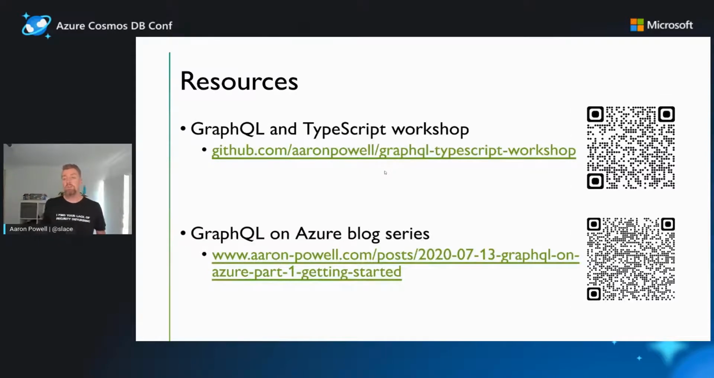If you want to have a look at the code that I was showing in those little demos, I created a workshop on building a GraphQL and TypeScript application, and you'll find that on my GitHub at github.com/aaronpowell/GraphQL TypeScript workshop, or follow the QR code. And that goes through a whole bunch of different steps to take you from I've never built a GraphQL server to having a server and a client working together in TypeScript in a type-safe model, working either against Cosmos DB or against an in-memory database.